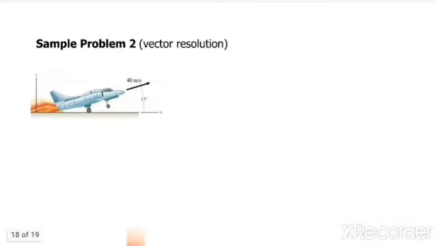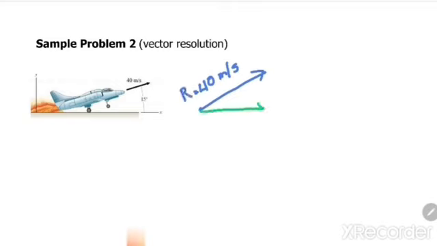Okay. Let's take a look at this one. This is your resultant. Remember, the resultant is the hypotenuse, so find the slanted one. It's 40 meters per second, so it's a velocity for sure. This is r. What's rx? What's ry? Of course, here is the angle, which is 15 by the way.